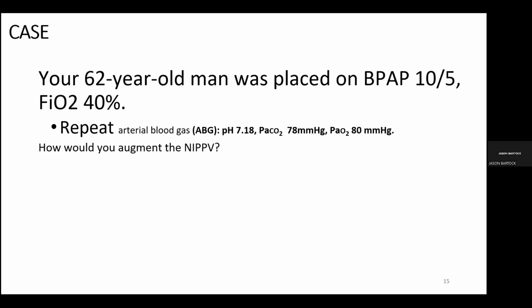So think about this 62-year-old patient. You put them on 10/5, 40%. Your repeat gas doesn't look any better. Actually, it looks worse: 7.18, 70, 80.